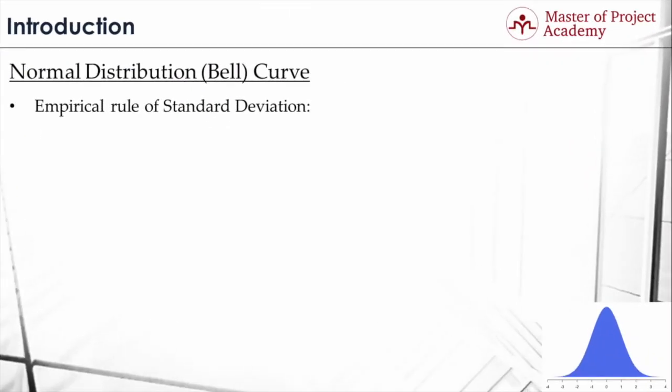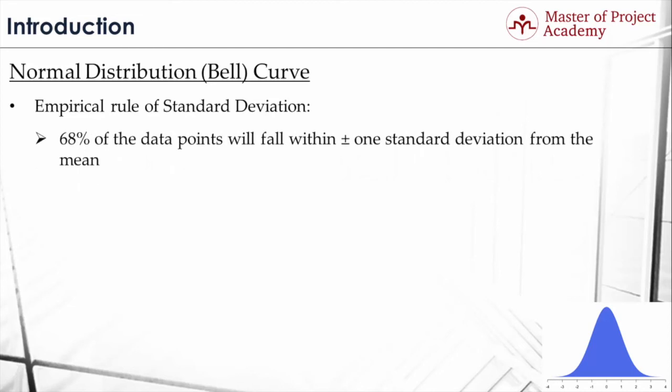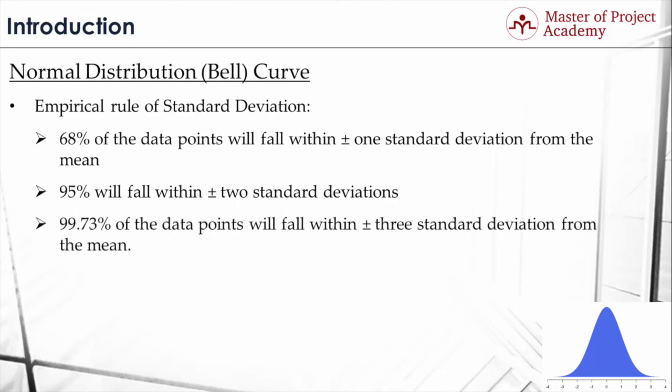Now, let's also recall the empirical rule of standard deviation. It says in a standard normal distribution, 68% of the data points will fall within plus or minus 1 standard deviation from the mean. 95% will fall within plus or minus 2 standard deviations, and 99.73% of the data points will fall within plus or minus 3 standard deviations from the mean.